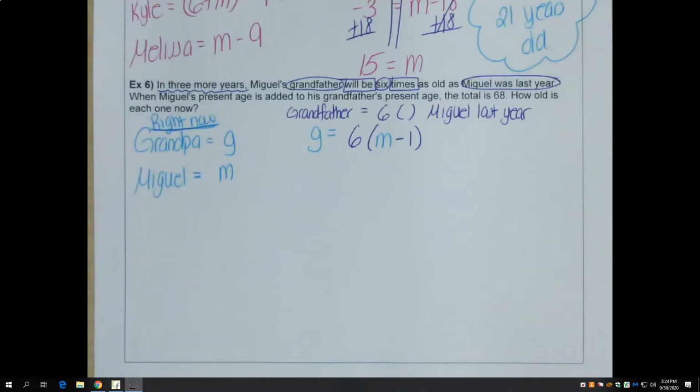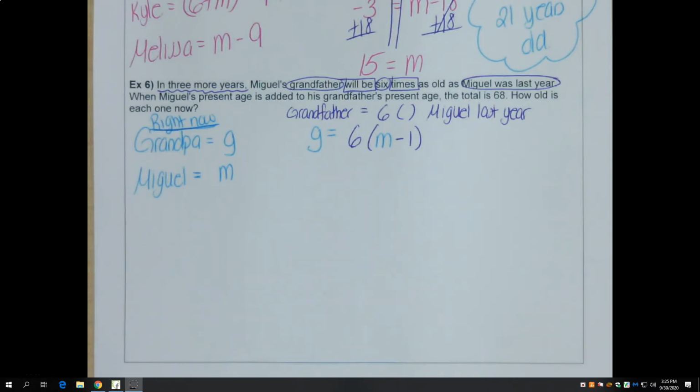All right, boys and girls, so number 6, like we said before, is definitely tough as well. It takes a lot of careful reading to break down what this question is asking for. So I only just started the question. I have not finished it at all. If I read the first sentence, it says, in 3 more years, Miguel's grandfather will be 6 times as old as Miguel was last year.